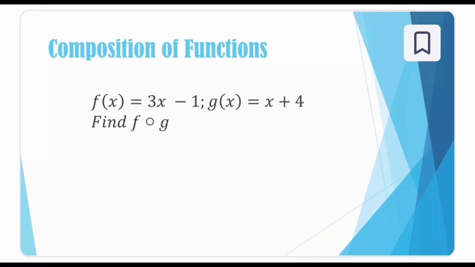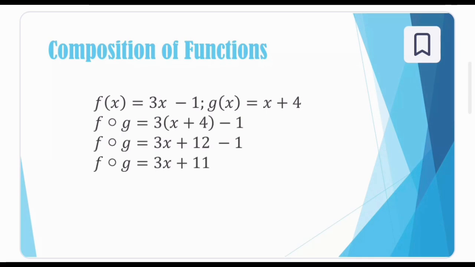In this given, the f of x is equals to 3x minus 1 and g of x is equals to x plus 4. Clearly, we can see that f is on the left and g is on the right. Ibig sabihin, g ang isa-substitute sa f. So here is the equation. So f of g is equals to 3 times x plus 4 minus 1.